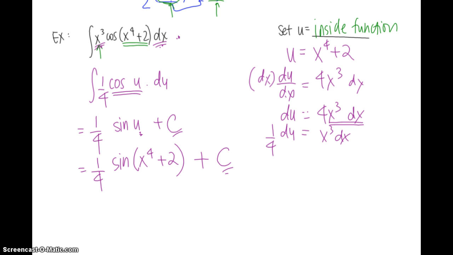Next example, we have the antiderivative of tangent x. Now, if you go through and think about the derivative of sine x, the derivative of cosine x, secant squared x, the derivative of tangent x doesn't exist in one fell swoop. However, we can rewrite this to be sine x over cosine x. And now what you notice is that the derivative of sine x is cosine x, and the derivative of cosine x is negative sine x. So we can use a substitution in this case as well.